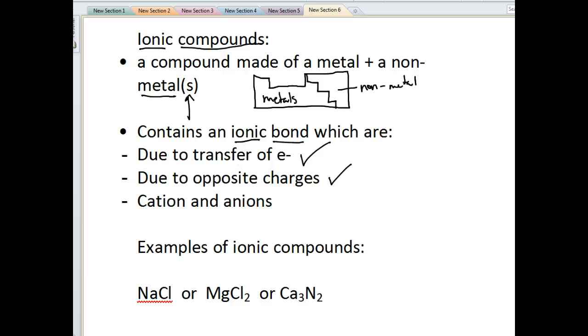And of course, we know that cations are positive ions. These are our metal ions. And anions are our negative ions. These are our nonmetals. This is a lot of the stuff we've been talking about for the past few days in cations and anions. So again, that's an ionic compound: metals plus nonmetals. They contain ionic bonds, transfer of electrons, opposite charges, cations and anions coming together.